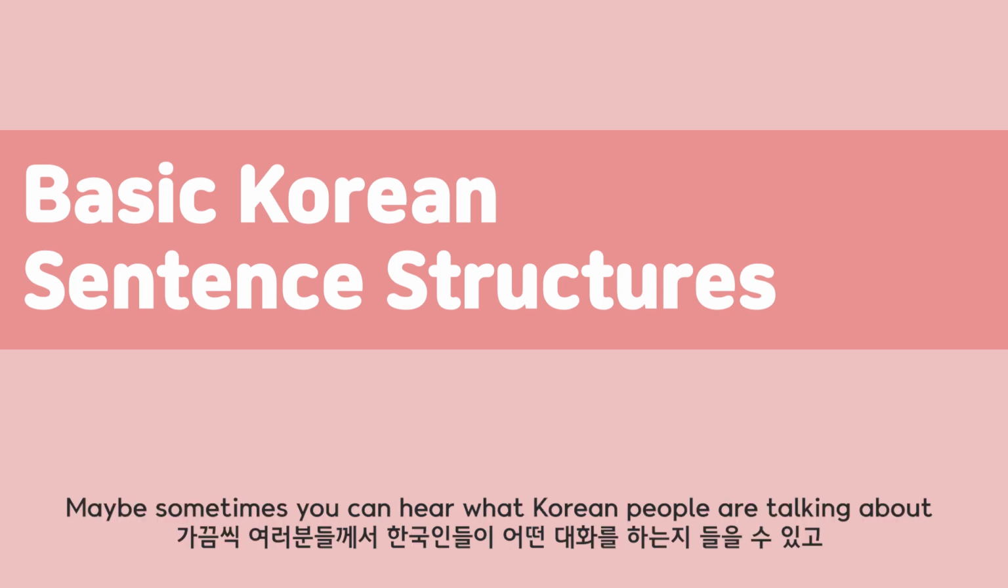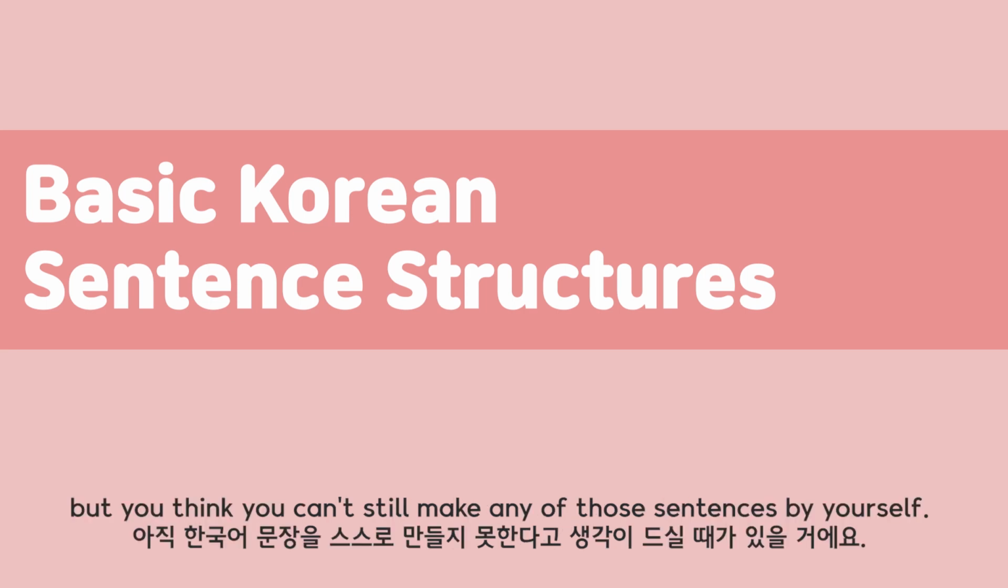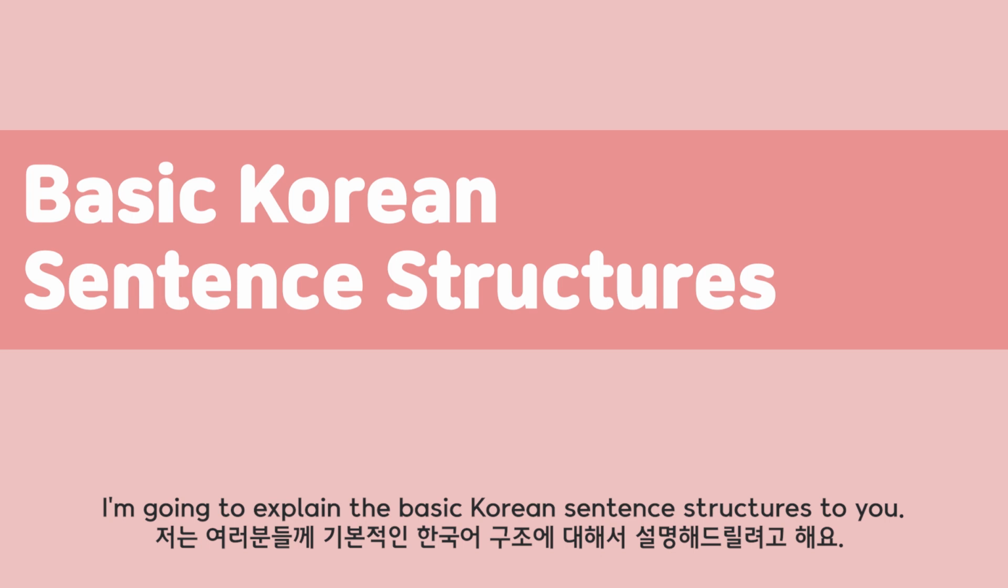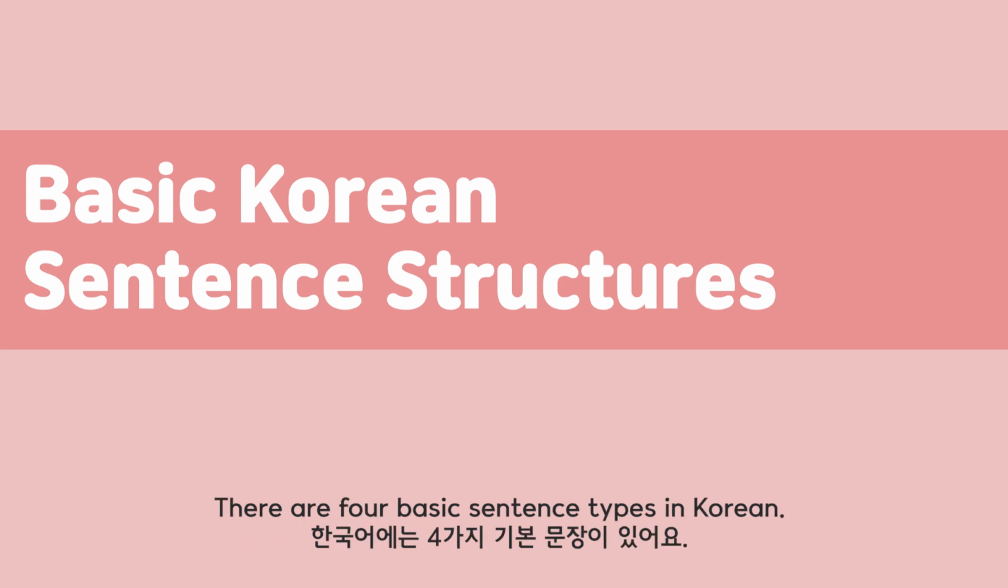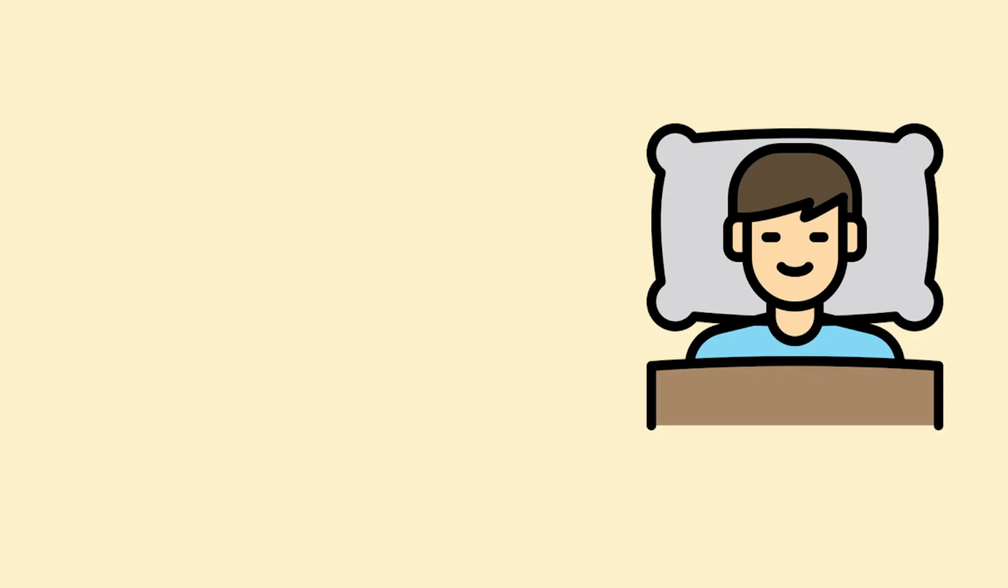Maybe sometimes you can hear what Korean people are talking about and you can understand it, but you think you still can't make any of those sentences by yourself. So in today's video, I'm going to explain the basic Korean sentence structures to you. There are 4 basic sentence types in Korean. First one is subject plus predicate, which are key elements when making sentences. And based on this structure, we can put either adverbial or object, or sometimes we can add both of them in the sentence. Now let's learn with a simple sentence that's gonna be a key for learning this sentence structure.